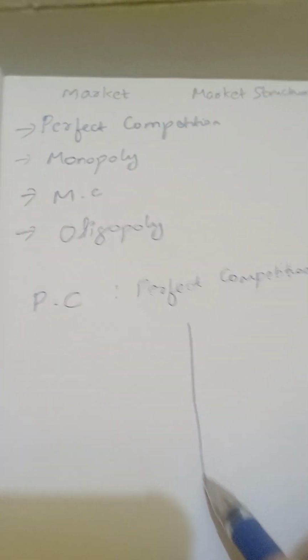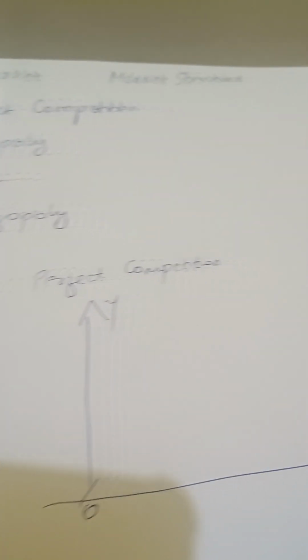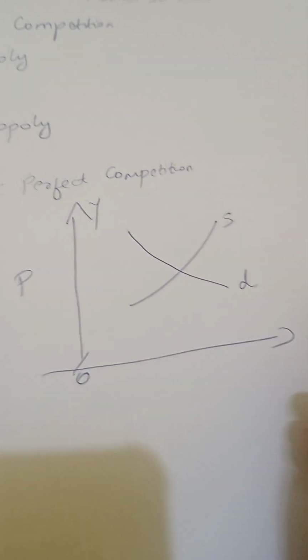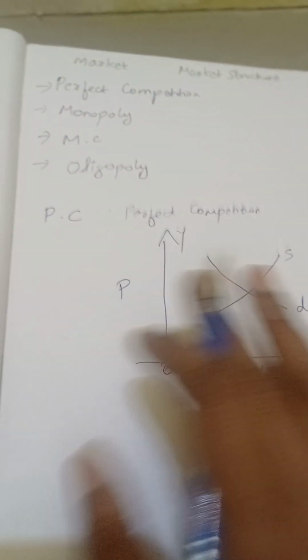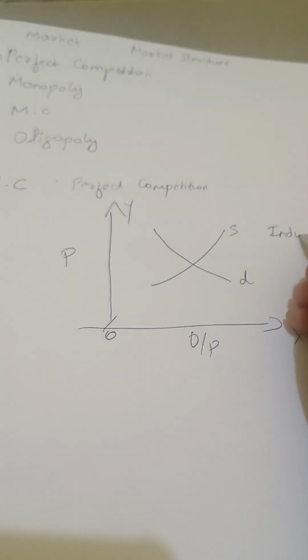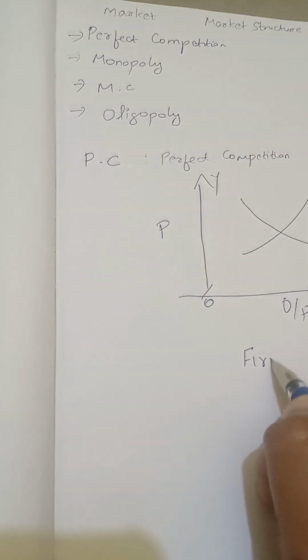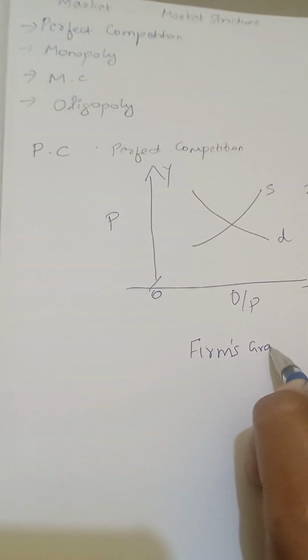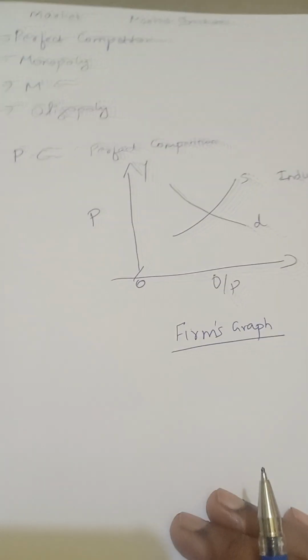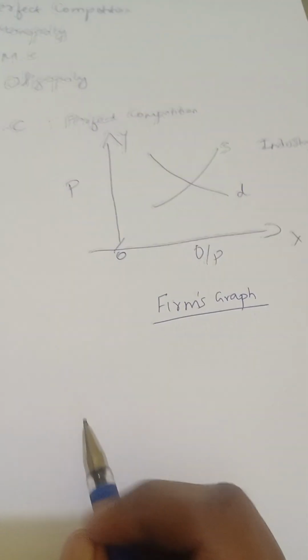Okay, so the main graph which you have to draw for perfect competition, the basic graph for all market structures, is this one, which is what? You have to take the y axis and x axis, and then you have to draw the supply and demand curves and price and the output. So this will be the basic graph, this is the industry graph, right? Then you have to draw the firms' graphs. So there are essentially multiple graphs in perfect competition.